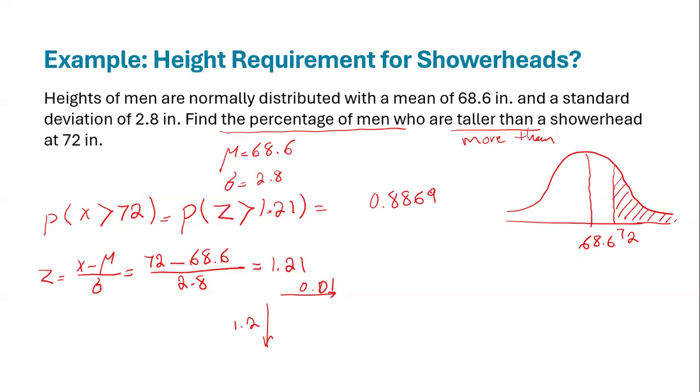But that's the area to the left. I know all the numbers from the table are the area to the left. I want the area to the right, so I will subtract this number from 1. And the answer is 0.1131. And since it's asking to find the percentage, I need to change this decimal number to a percentage by moving the decimal point two digits to the right, which means 11.31% of the men are taller than a showerhead at 72 inches.